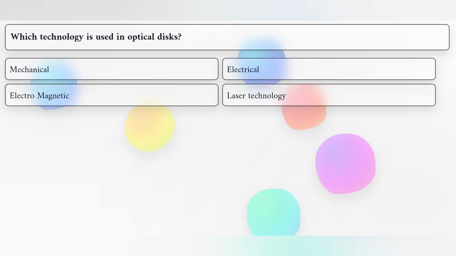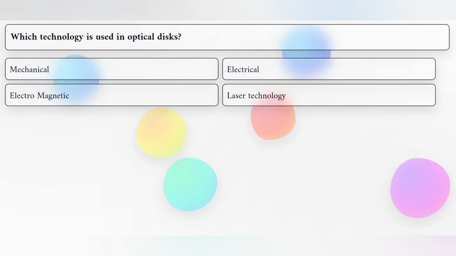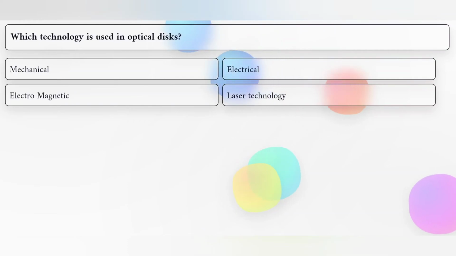Which technology is used in optical discs? Mechanical, electrical, electromagnetic, laser technology.